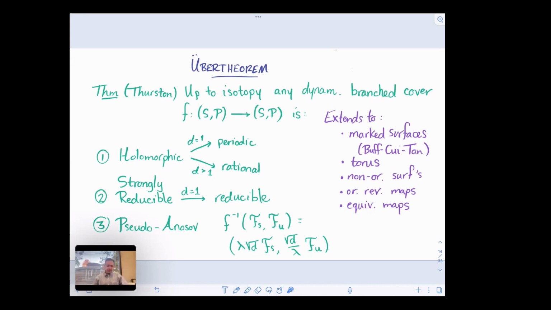And so this combines both theorems, because a holomorphic map when degree is 1, that's a periodic map. If you have degree 1, a holomorphic map of a surface to itself, it's periodic, and holomorphic is the same as rational for the torus and the sphere. So you have that. Strongly reducible when degree is 1 is the same as reducible, because the numbers on the curves don't change at all. So it turns out that's the same as being reducible in the sense of the Nielsen-Thurston classification. And obviously this definition, when you make D equal 1, is just the definition of pseudo-Anosov for homeomorphisms.